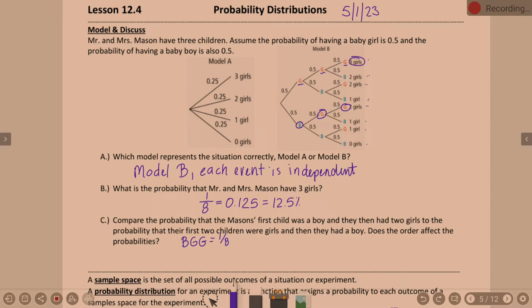First 2 children were girls, and then they had a boy. So this would be girl, girl, boy. That's just one path out of 8 paths. Okay? So basically we're looking at 2 girls and 1 boy. What's the probability that they have 2 girls and 1 boy? It's 1/8. Does the order make that difference? No, the order is not going to make that difference.